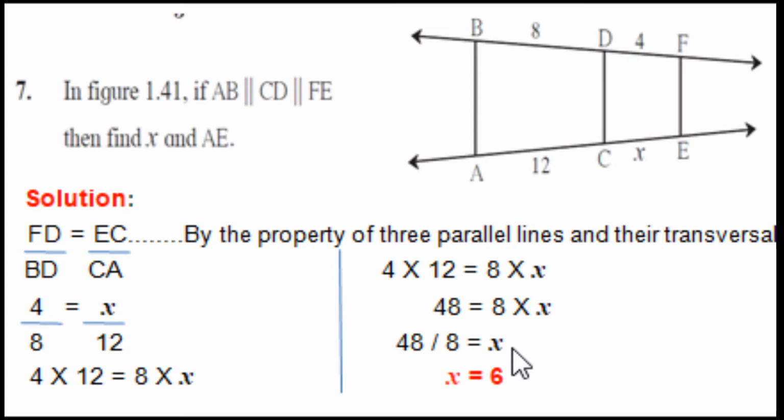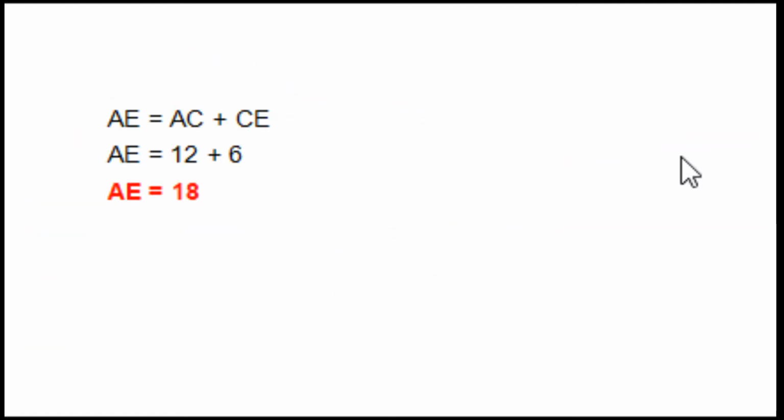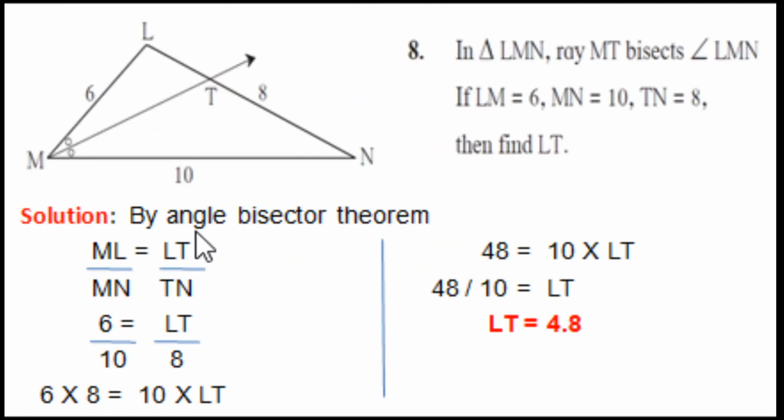Now X is equal to 6, but we also have to find AE. This is AE. So if we see, AE is equal to AC plus CE. Therefore AE is equal to 12 plus 6, and AE is equal to 18. Now let's see the 8th question.